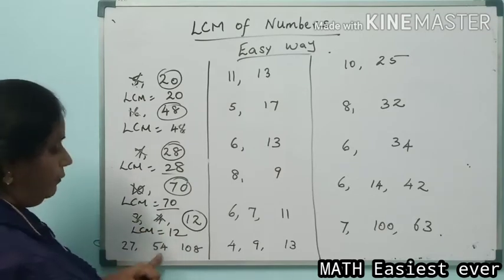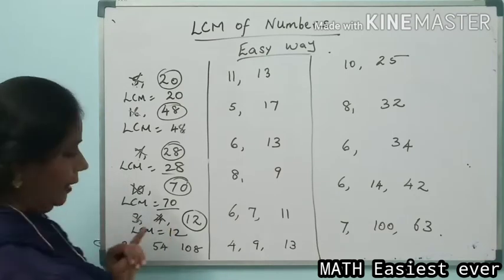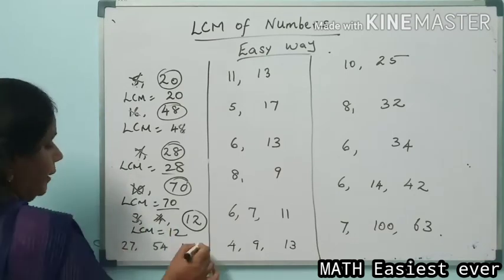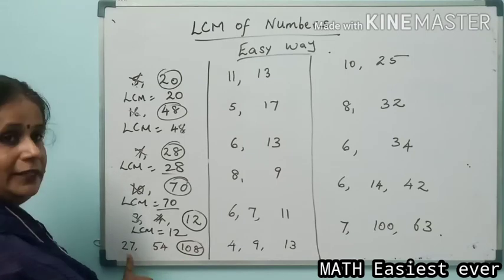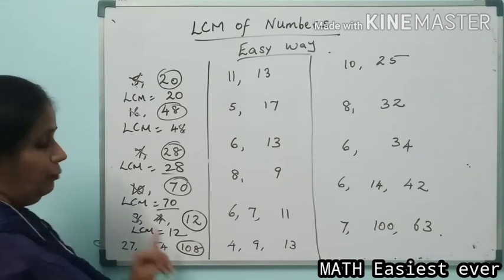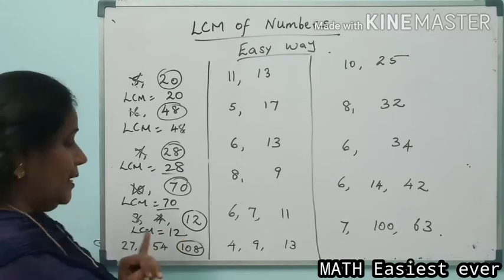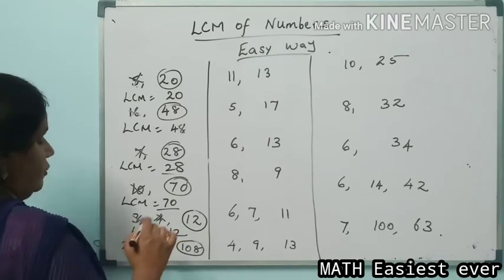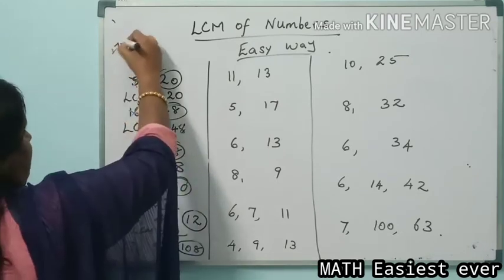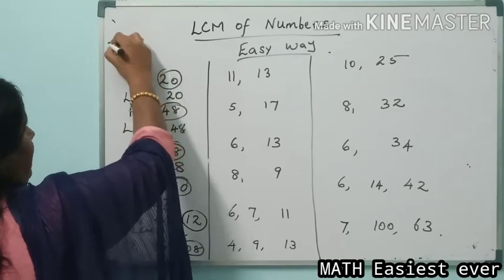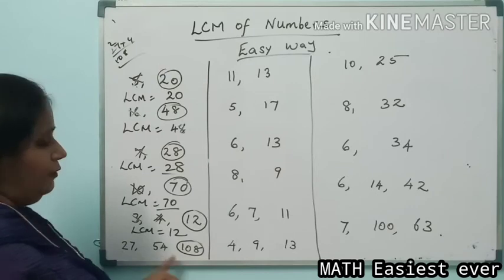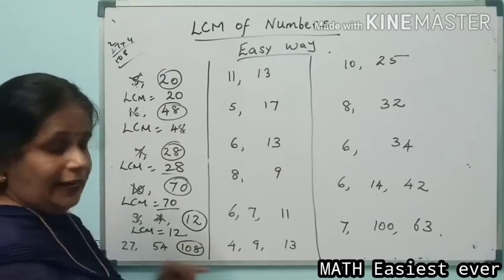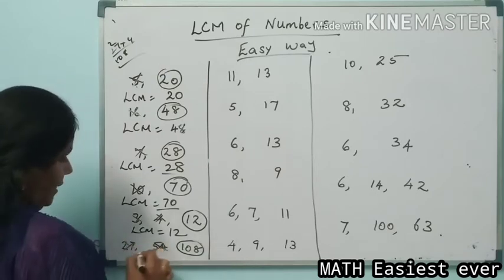27, 54 and 108. Which is the bigger number here? 108. Now, 108 is divisible by 27, that is, 27 divides 108. Yes, 27 fours are 108. So it divides. Then 54 also, 54 twos are 108. So we can say that LCM is 108.